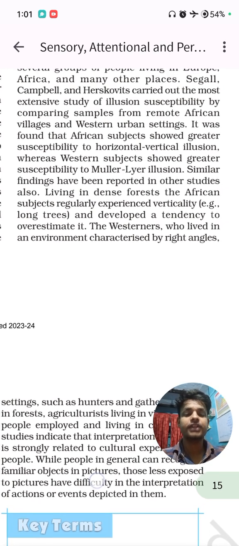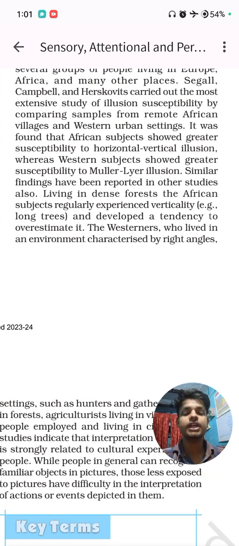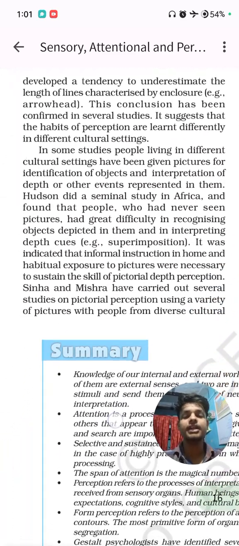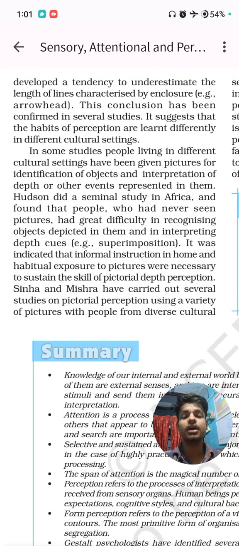Living in dense forest, the African subjects regularly experience tall, straight trees and develop a tendency to overestimate vertical lines. The Westerners, who live in an environment characterized by right angles, develop a tendency to underestimate the length of lines characterized by enclosure. This conclusion has been confirmed in several studies. It suggests that habits of perception and learning differ in different cultural settings.